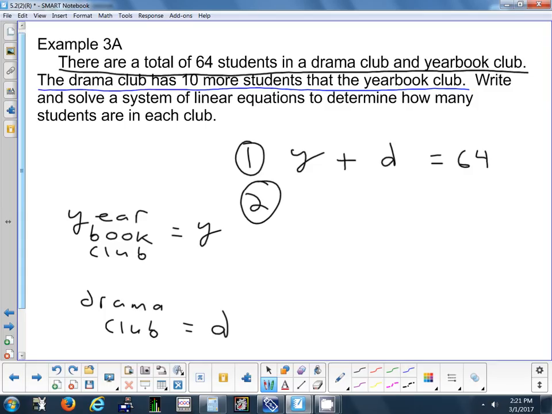You could divide 64 in half, then take half of the number you got and add it on to the other one. I'm not sure, where did you get half from in that sentence? It says drama club has 10 more students than yearbook club. If you were to divide 64 in half, you would have half of the number. Then if you were to take 10 from one half and add it on to the other, you would have the students. Okay, but would that set up a system? That would give us our answer, but would it set up a second equation?